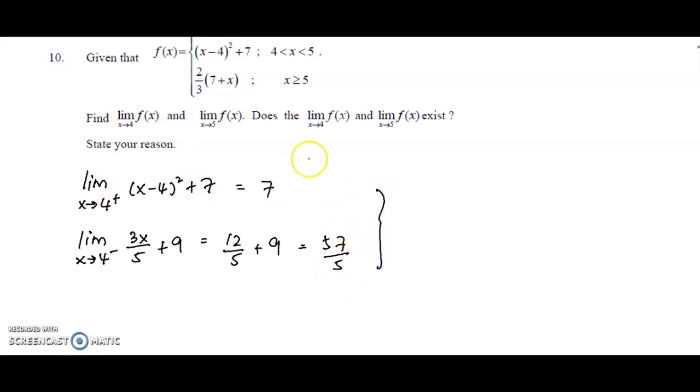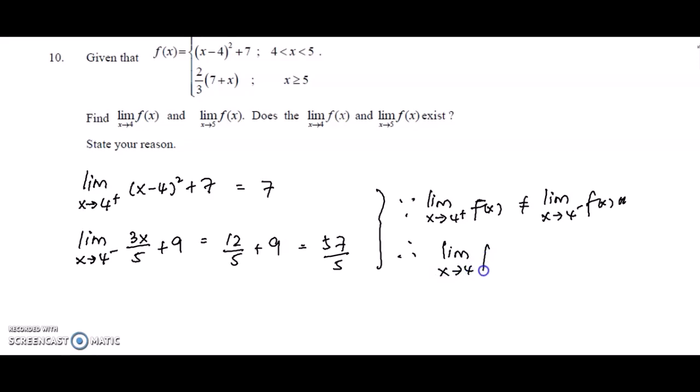So what can you say? All right, you can say that since the limit when x approaches 4 from the right of f(x) is not equal to the limit when x approaches 4 from the left, your conclusion is that the limit as x approaches 4 does not exist. You have to write in this way to get the marks.